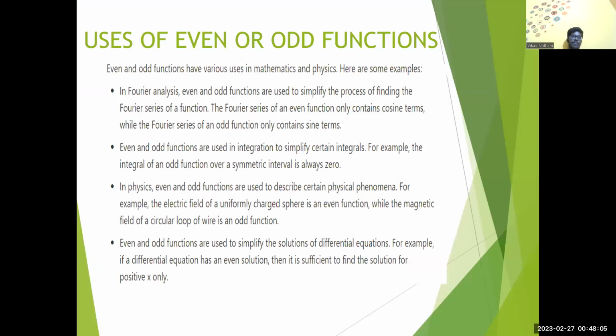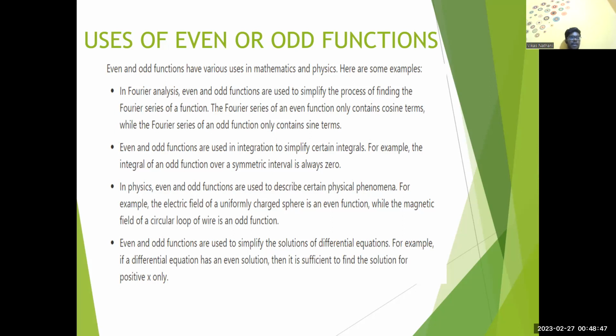And at the last, uses of even and odd functions. Even and odd functions have various uses in mathematics and physics. Here are some examples. In Fourier analysis, even and odd functions are used to simplify the process of finding the Fourier series of a function. The Fourier series of an even function only contains cosine terms, while the Fourier series of an odd function only contains sine terms. Even and odd functions are used in integration to simplify certain integrals. For example, the integral of an odd function over a symmetric interval is always 0.